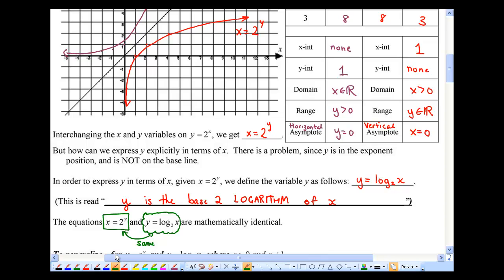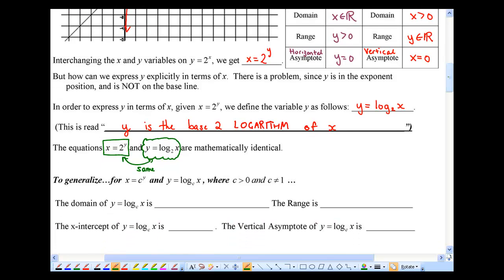Now, to generalize then, what I want you to understand is if you have any type of exponential, x equals c, which is a constant, to the power of y, and then you have y equals log base c of x. Okay, so remember, base c log of x. Now, once again, we had those restrictions from the exponential chapter. Note that the c value, the constant, has to be bigger than 0, and it can't be equal to 1.